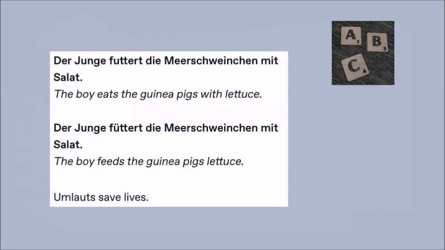And for a little bit of fun, I found this on Facebook. It says Umlaut save lives. Just look at the first sentence. Der Junge futtert die Meerschweinchen mit Salat. Or der Junge füttert die Meerschweinchen mit Salat. Füttern with the umlaut means to feed, whereas futtern is colloquial for eating. It's highly unlikely that the boy is eating the guinea pigs with lettuce. It's more likely he's feeding the guinea pigs with lettuce.